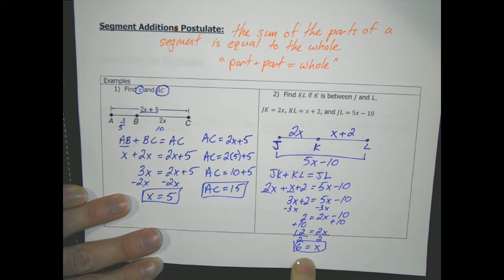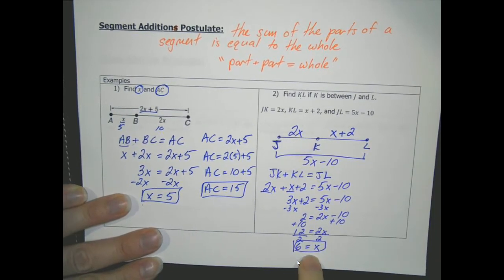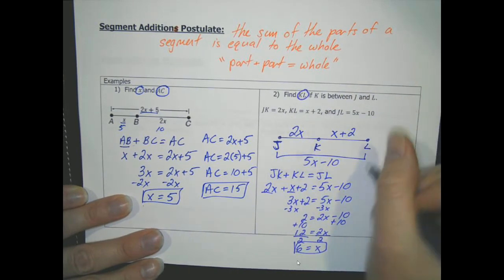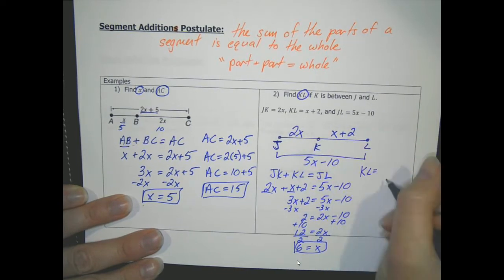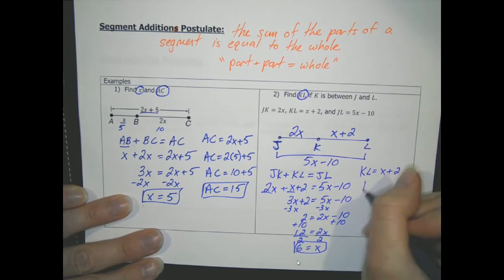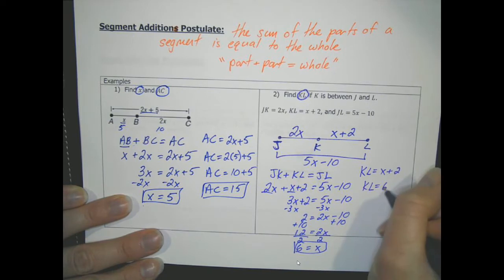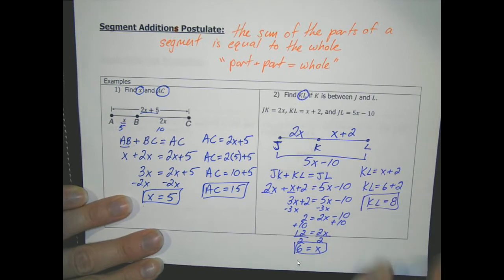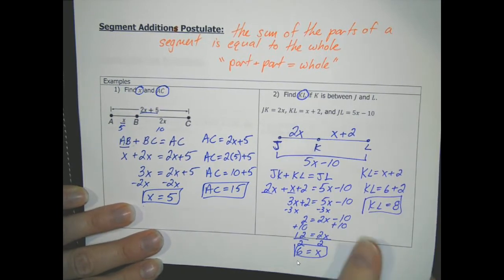But if you put 6, that's not going to be sufficient because that's not what it asks for. It asks for the distance from K to L. I know the distance from K to L is x plus 2. So the distance from K to L is going to be 6 plus 2. So the distance from K to L is equal to 8. Okay, so that's segment addition postulate.